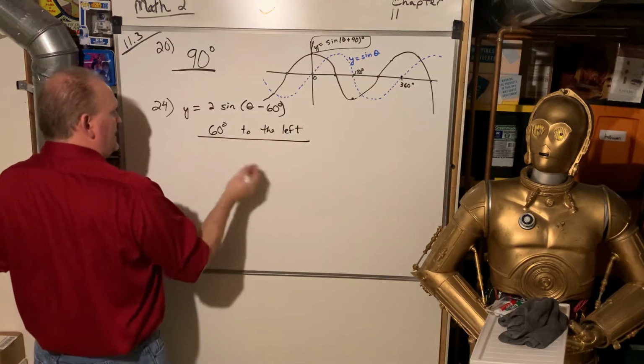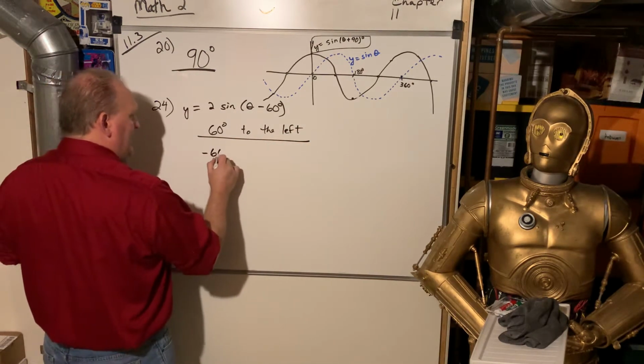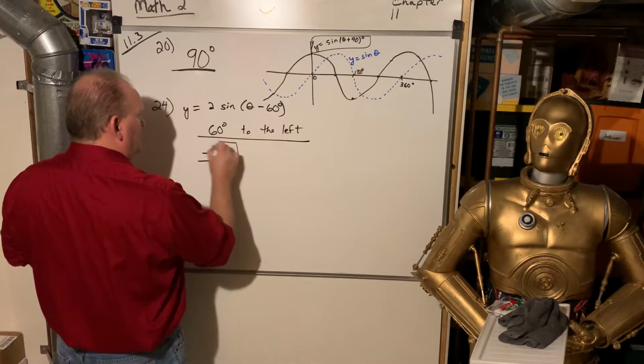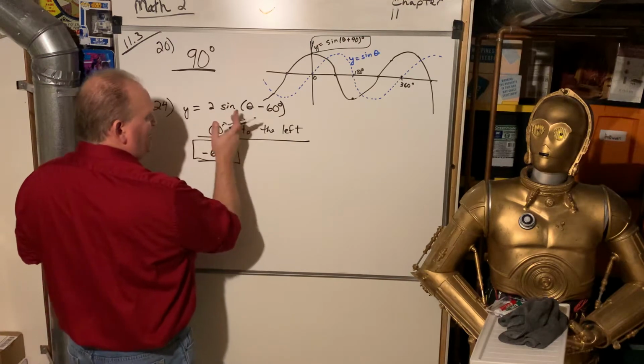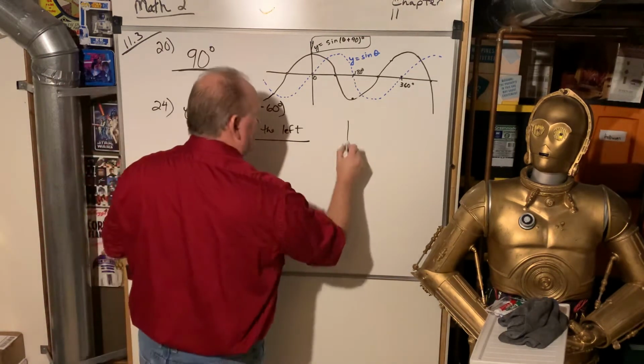Okay. And then they said if we put a sign on it, we'd call that negative 60 degrees. That's to get your finished graph back to an original. That's usually not how you're graphing.